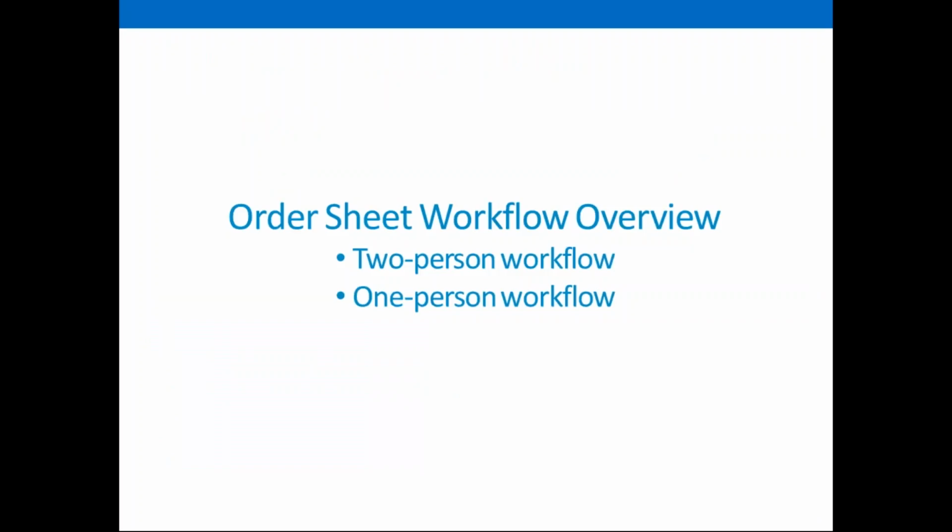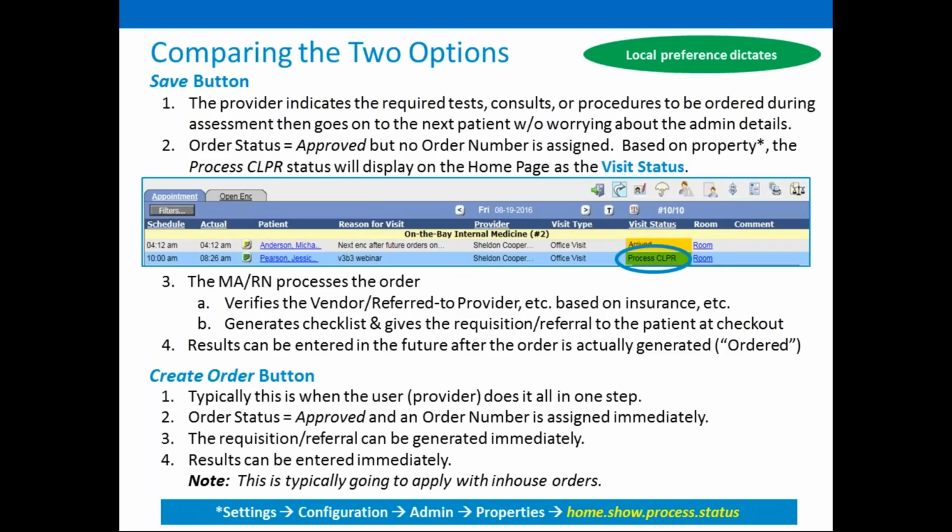Now we're going to get into actually working the orders, building the orders. And again, I'm using this for discussion only, a 2-person workflow versus a 1-person workflow. Comparing the two options, I briefly mentioned this earlier, but just for reiteration, and this will be determined by local preference, clicking the Save button is typically implying that the provider simply wants to identify the tests that need to be ordered during the assessment, leaves the room, goes to the next patient without worrying about administrative level details. The order status can be updated on your home page, as you see there.